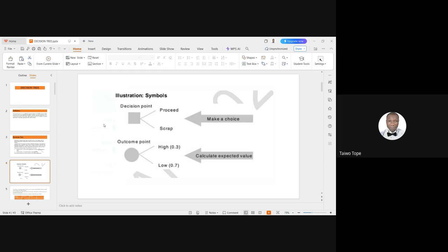So what will determine your decision will be the expected value. If you proceed and the outcome is greater than the outcome of you scrapping it, it means you have to proceed. But if the outcome of scrap is greater than proceeding, it means you have to scrap.